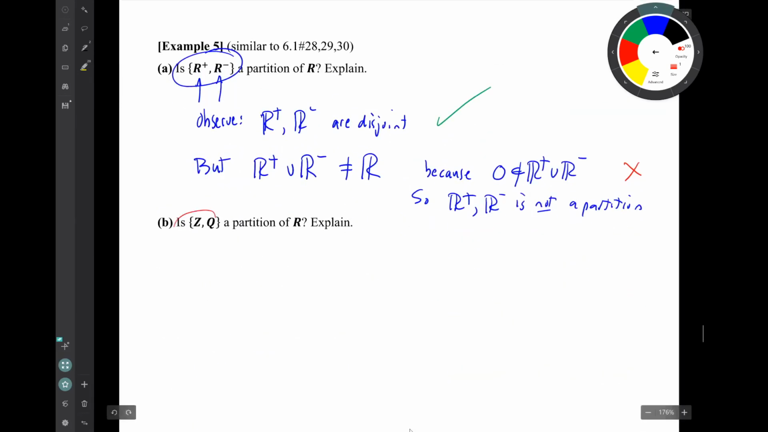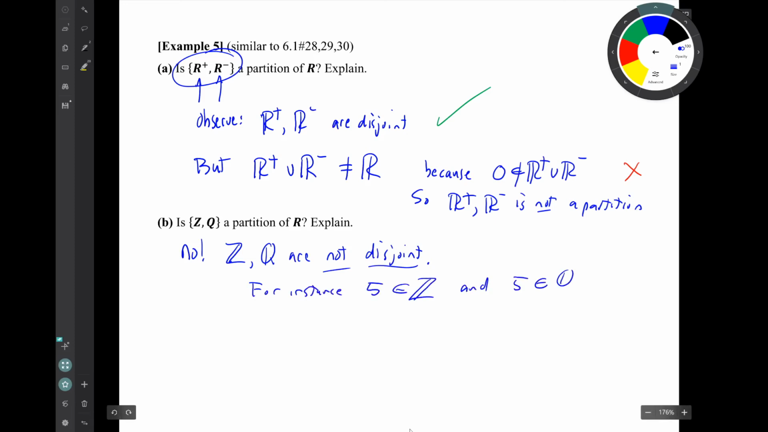Let's go on. Is this a partition of the real numbers? The integers and the rational numbers? Well, no. For one thing, those two sets are not disjoint. For instance, the number 5 is an integer, and 5 is also a rational number, because 5 can be written as 5 over 1. And also, the union of those two sets is not the set of all real numbers. For instance, the number pi is a real number, but it's not an integer and it's not a rational number.